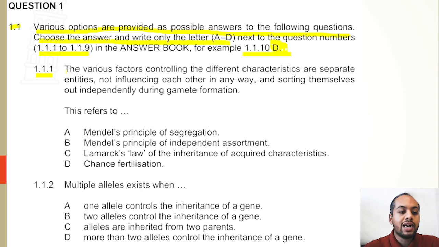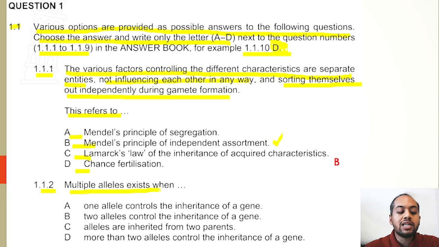So 1.1.1, the various factors controlling the different characteristics are separate entities, not influencing each other in any way and sorting themselves out independently during gamete formation. This refers to Mendel's principle of segregation, Mendel's principle of independent assortment, Lamarck's law of the inheritance of acquired characteristics, or chance fertilization. You can see the most correct one here is going to be B. Therefore, the answer is B, Mendel's principle of independent assortment.